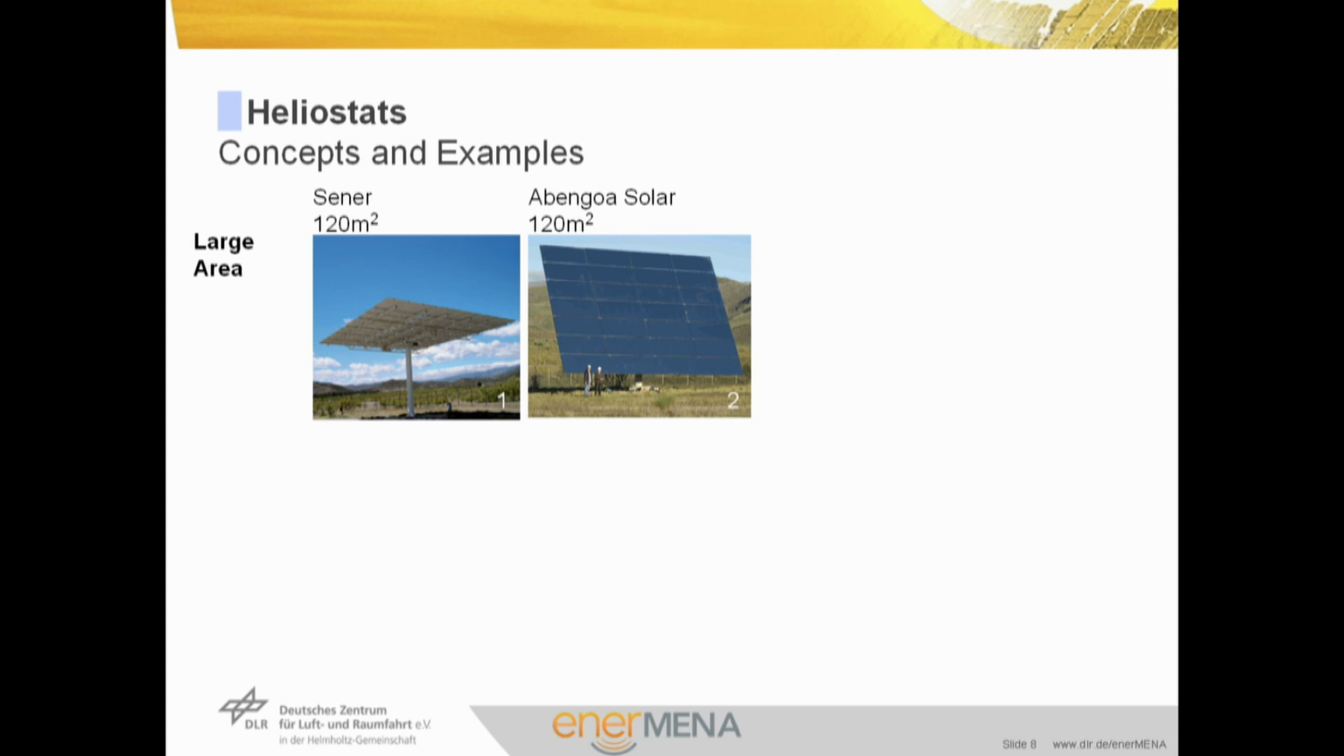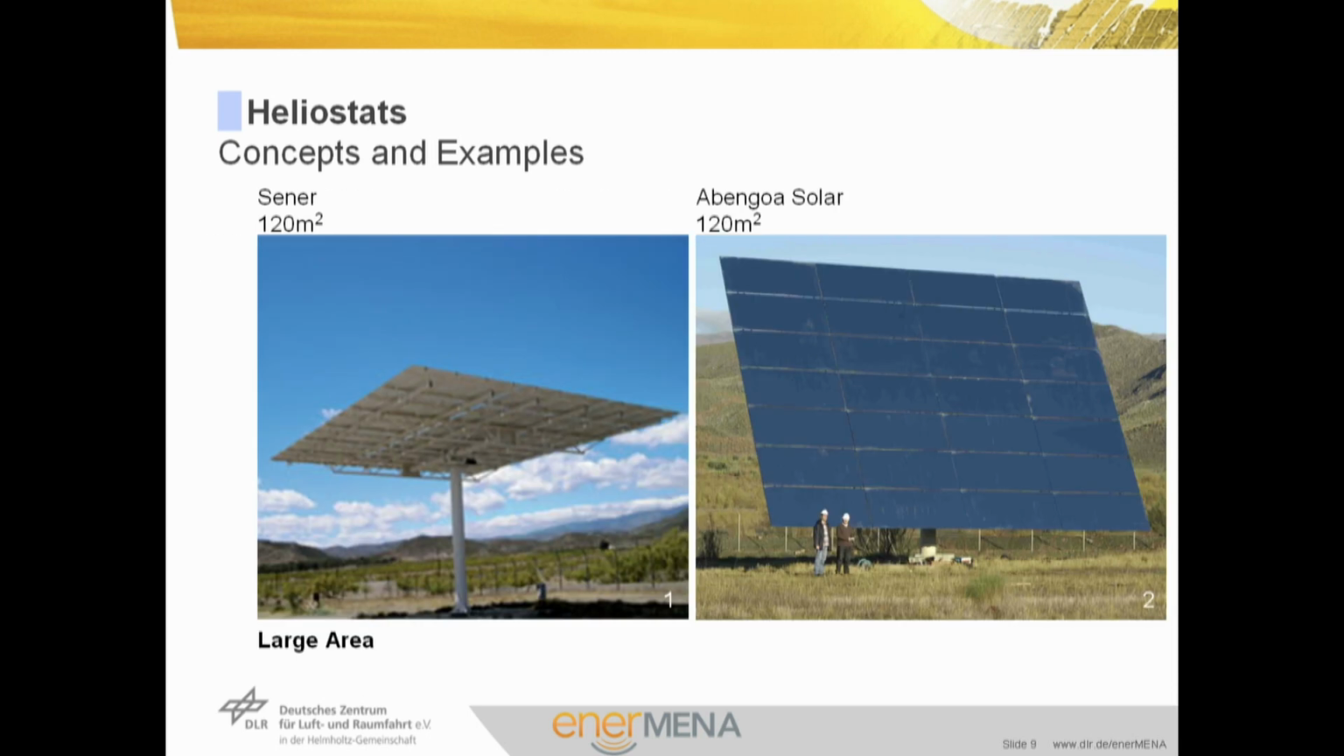There are a variety of different heliostats which can be clustered by size, by type of facets, by the type of kinematics and type of the drive. So here, 2 examples of large area heliostats are shown. This is the Senair on the left-hand side and the Abengoa Solar on the right-hand side heliostat. These are large area heliostats. That means you could put a tennis court on this surface, and this tennis court has to be moved correctly over the whole day. Also, there are other concepts.